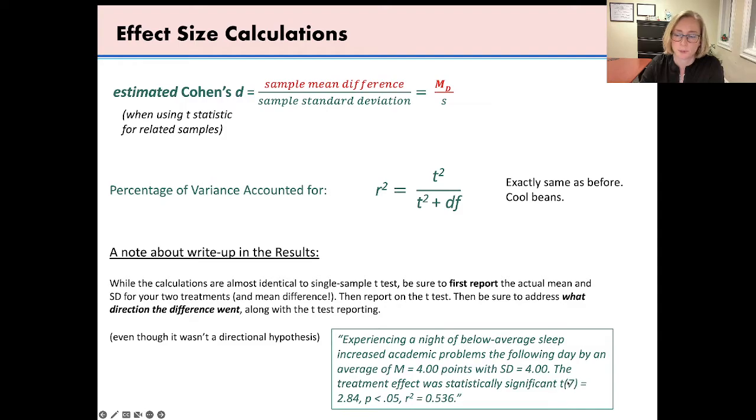T, in parentheses, your degrees of freedom. Report on the t statistic. Say what alpha level you used and whether it was significant. And then you either report Cohen's d or R-squared. Here R-squared was 0.5. That's a very strong effect. So not only significant, strong effect as well. But you can see here, experiencing below average sleep, right? So this is one of those treatments.